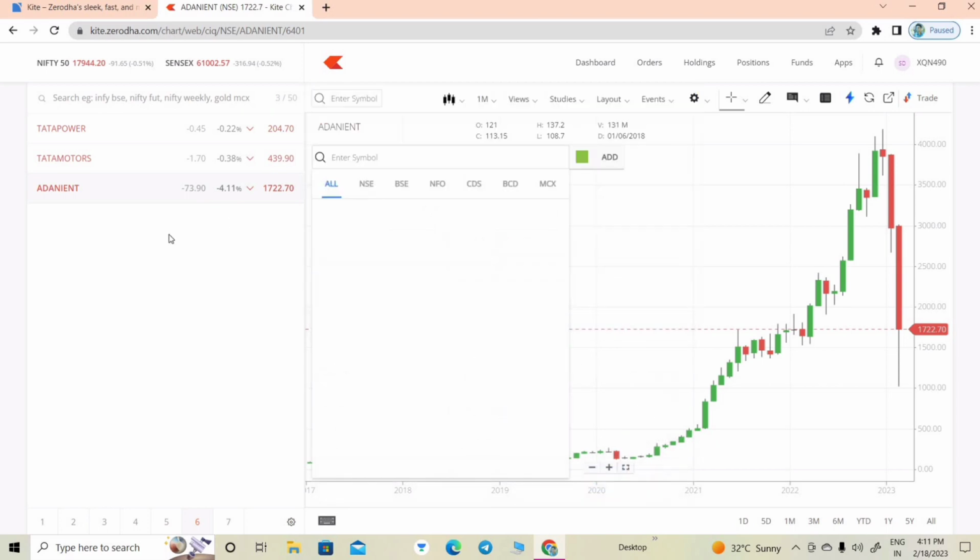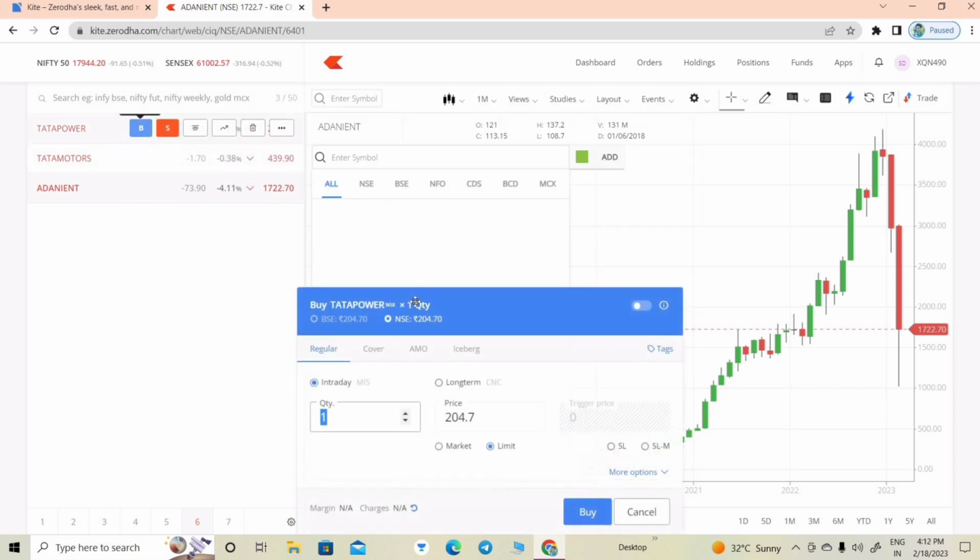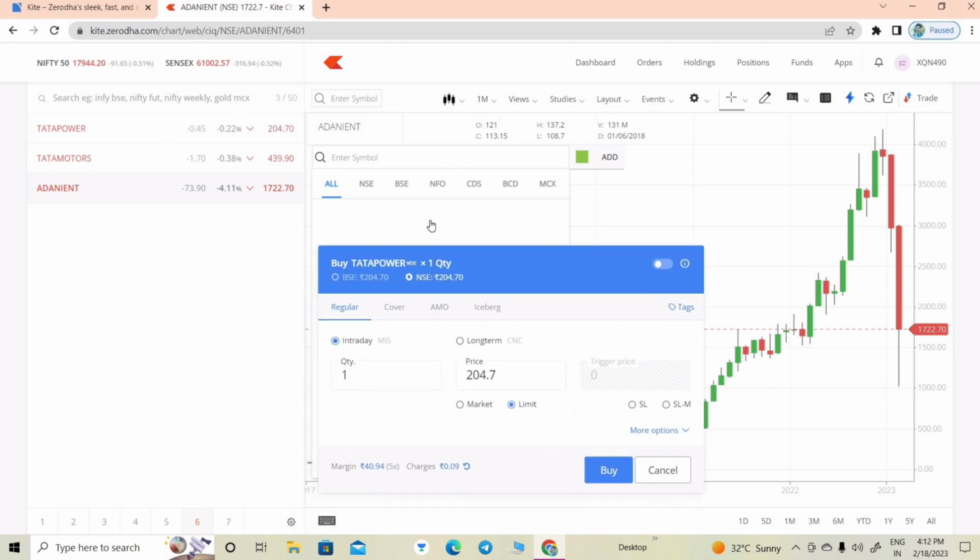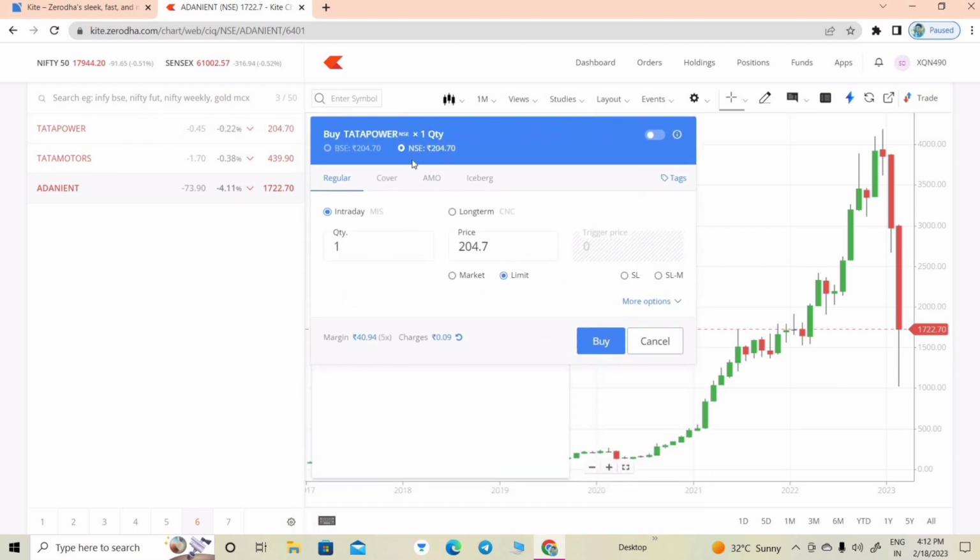I can choose other shares here. That is, I am choosing Tata Power here. So based on the shares, we can get the leverage from the Zerodha application. Actually, I am using the Tata Power shares. So in this case, we can see intraday and long time options are available. In the intraday option, for buying one quantity, we require a price of 204.7. But actually, we don't require that 204 amount in this case.